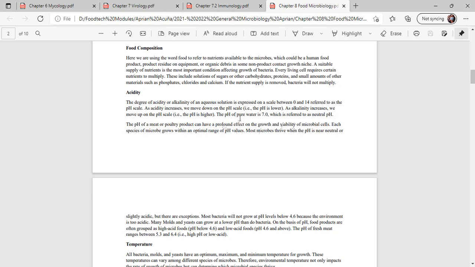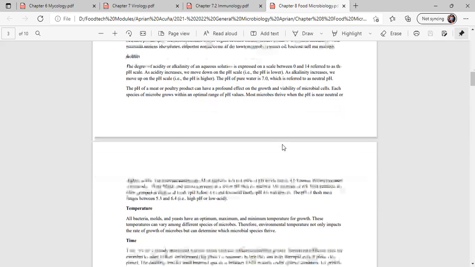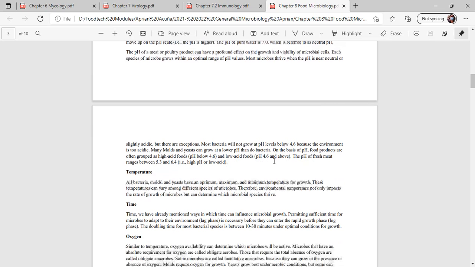Then you have the neutral level, which is 7.0, which refers to neutral pH, or for water. Because usually water is in neutral pH. The pH of the meat or poultry product can have a profound effect on the growth and viability of microbial cells. Each species of microbe has an optimal range of pH value.